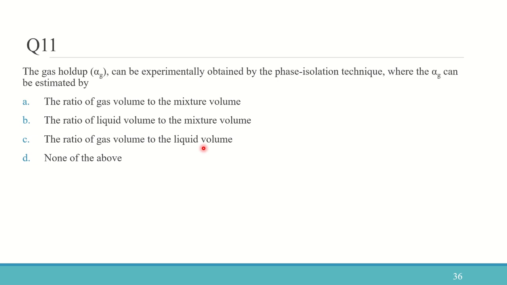So gas holdup is nothing but alpha G. So it should be gas volume in the numerator, and in the denominator it should be the entire volume. On that basis, gas holdup can be defined as the ratio of gas volume to the entire mixture volume. So option A is the right answer: ratio of gas volume to the mixture volume.